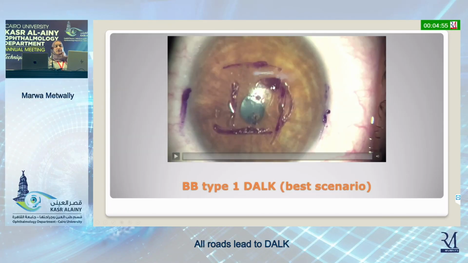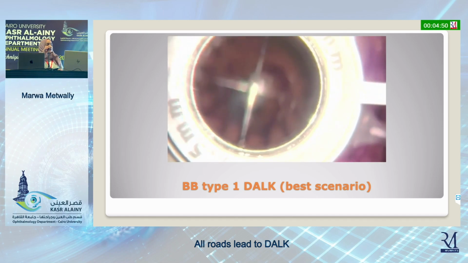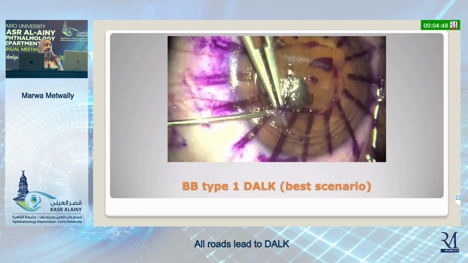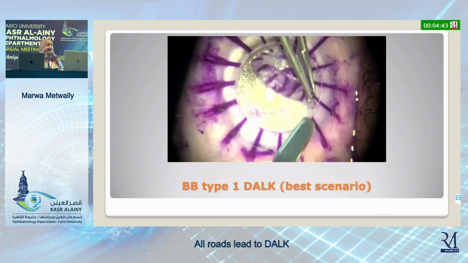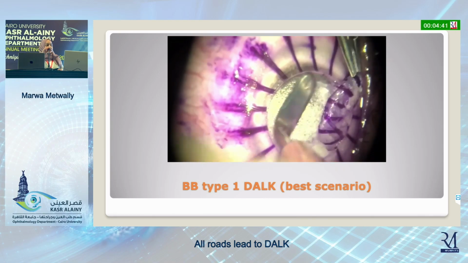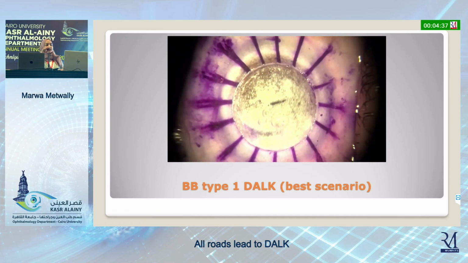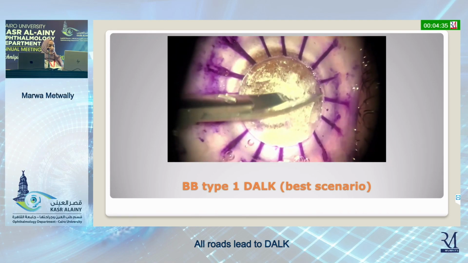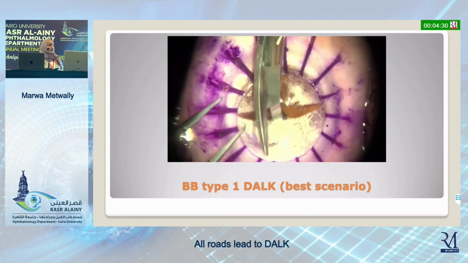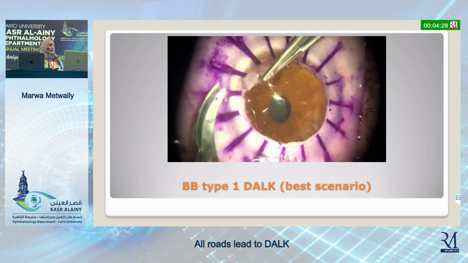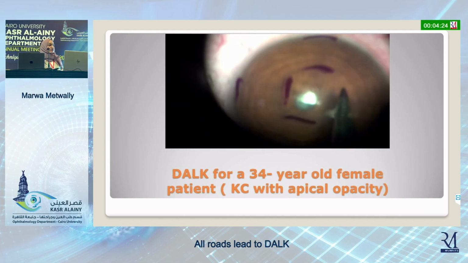The best case scenario is achieving type 1 big bubble, in which there is injection of the air and reaching the DOAS layer and doing bearing/exposing the DOAS layer and doing stromal excision and dissection without any perforation. However, what if type 2 big bubble is formed?